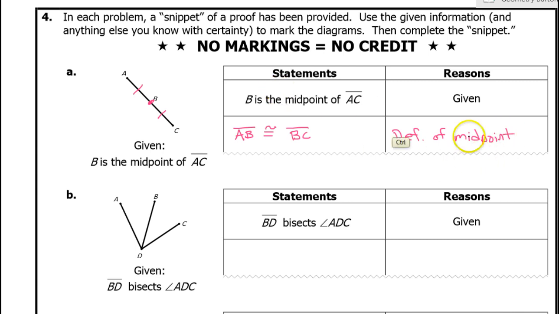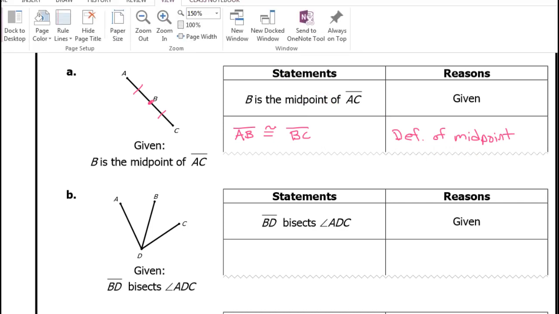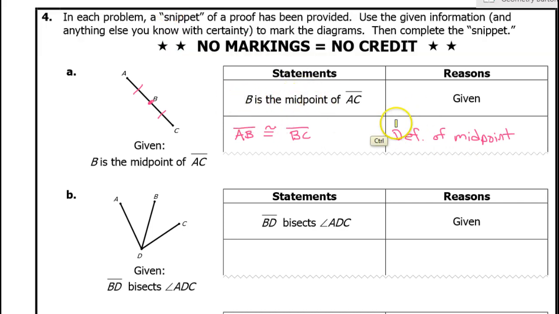All right, sometimes students get this confused with definition of segment bisector, because a midpoint splits a segment into two equal parts, and a segment bisector splits a segment into two equal parts, so that's understandable. So how will you know when to use the definition of midpoint and when to use the definition of segment bisector? You will go by the wording. If you look at the previous statement, if you're given midpoint, then it's going to be definition of midpoint.